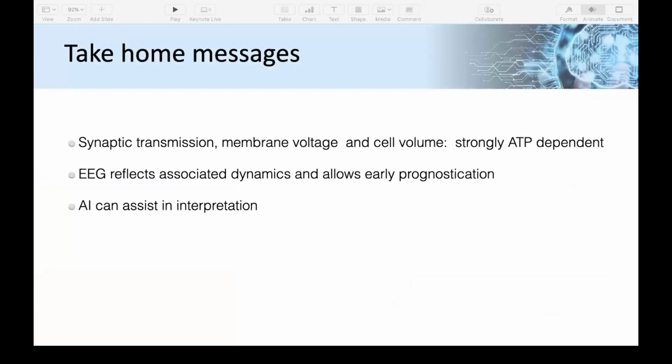So to sum up, if there's an ATP depletion, there are three important processes that fail in the brain. First, synaptic transmission. That can be isolated and can be completely reversible if the ATP depletion is sufficiently short. Second, we have changes in the voltage, so the membrane voltage and the generation of action potential. And finally, there are problems with the cell volume regulation that result in cytotoxic edema.